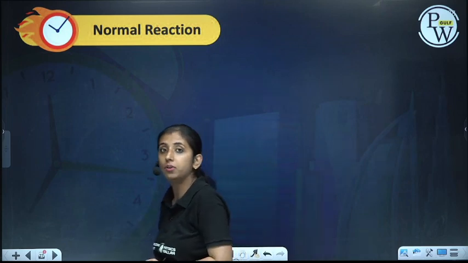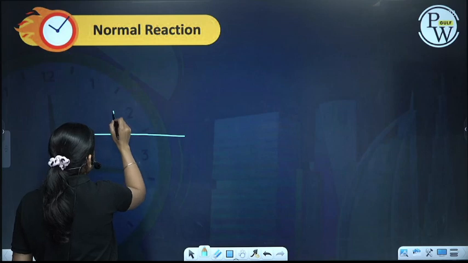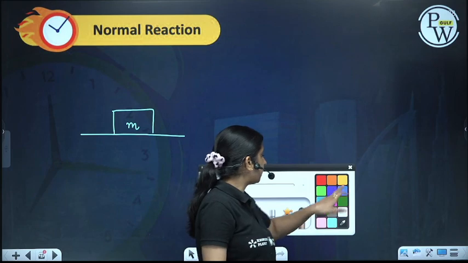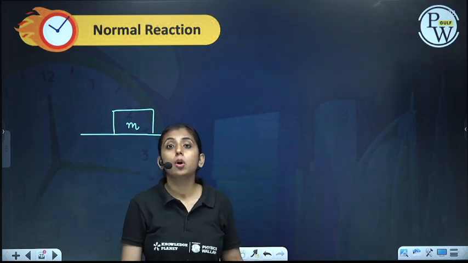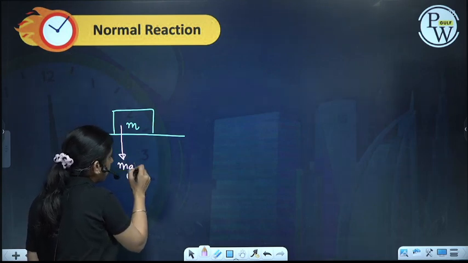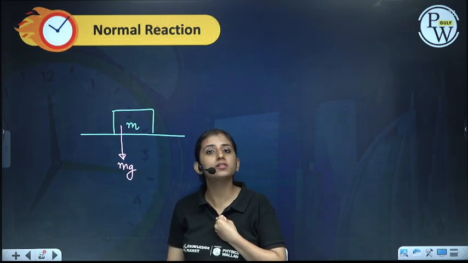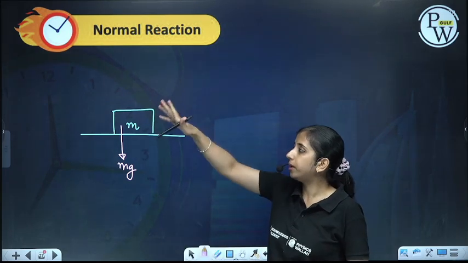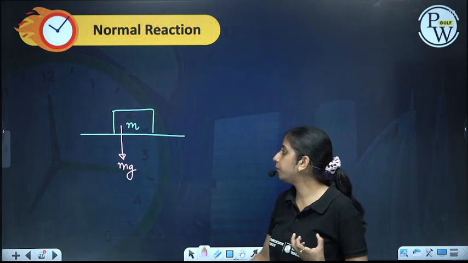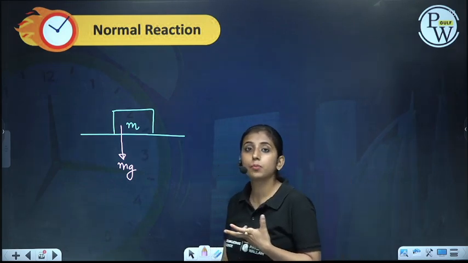Now what is normal reaction? Let us see, we have a situation. We place a block of mass m on the ground. Earth will attract this block by a force mg. When we drop a thing, it goes down due to which force? Mg force, earth's gravitational force. If the block is on the surface, then also mg force will be acting on this block downwards.